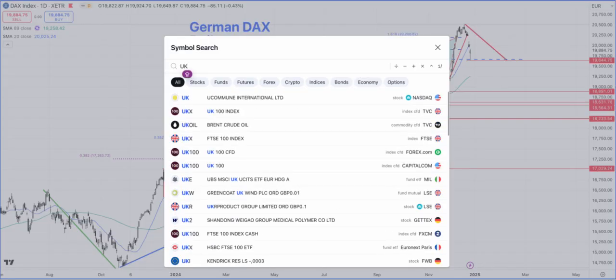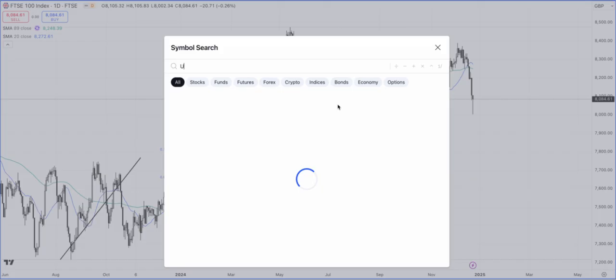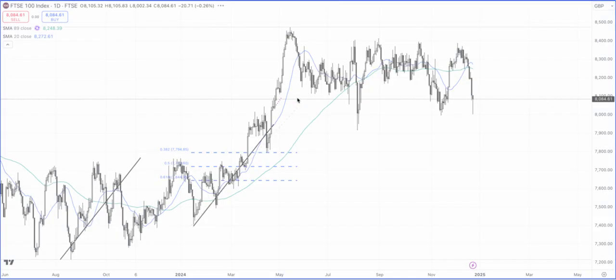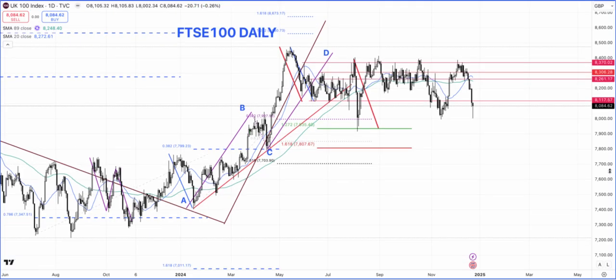Let's take a look at the UK market. So this is going to be the FTSE. Here we go. FTSE is a beast of its own. You can see, look at this price action. It's just a range bound market. It did this ABCD right here with an extension, actually with 1.272.